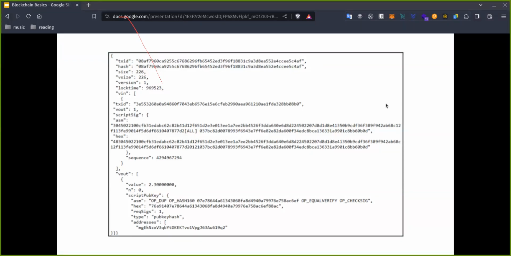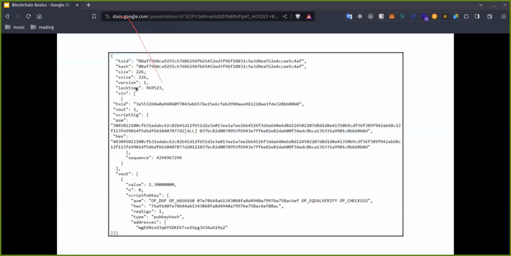Okay, from what we can see on the screen right there, the lock time is 969,523. In the context of Bitcoin, if the lock time is between 0 and 500 million, it means this particular transaction is only valid once... we don't interpret it as time. We interpret it as the block height.